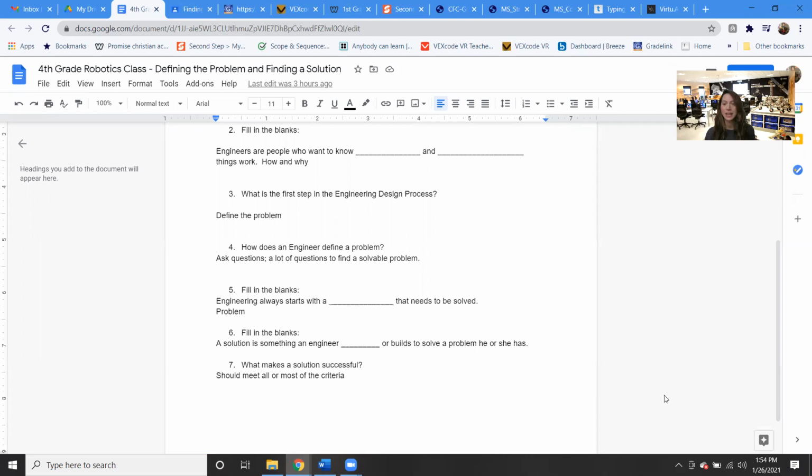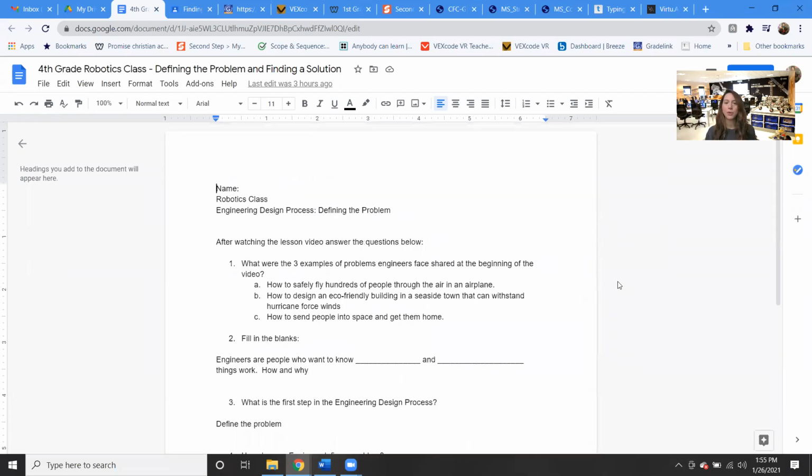What do you guys think? So it's something that an engineer designs or builds, right? And what makes a solution successful? Well, it should meet all or most of the criteria, right? And so remember, they had the little checklist. So that's going to be your homework, to just complete the review sheet.